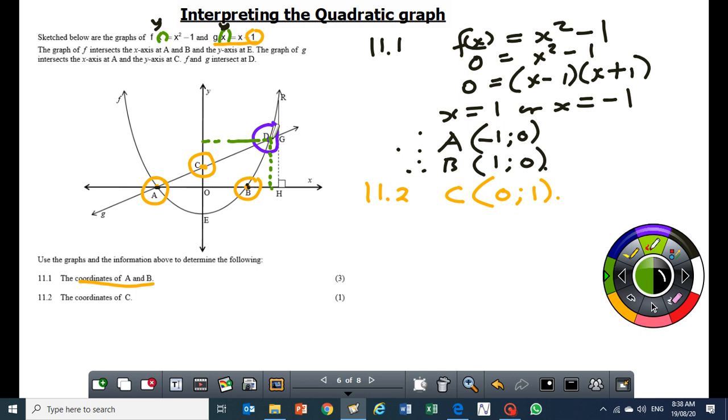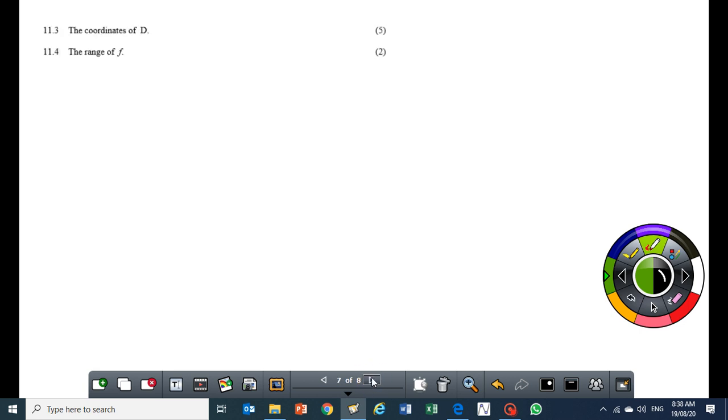Okay? Now because of that, since we know that f of x is y, g of x is y, we can start by saying therefore f of x is equal to g of x at D. Because g of x is y, f of x is y. Okay? So my first step for 11.3 is to write f of x is equal to g of x at D.